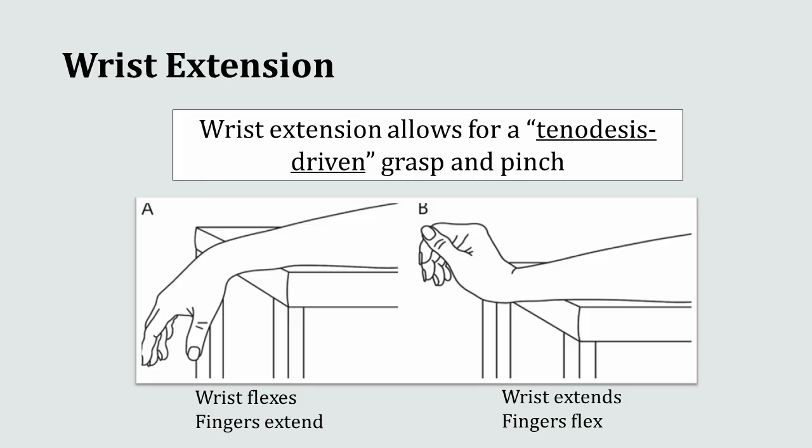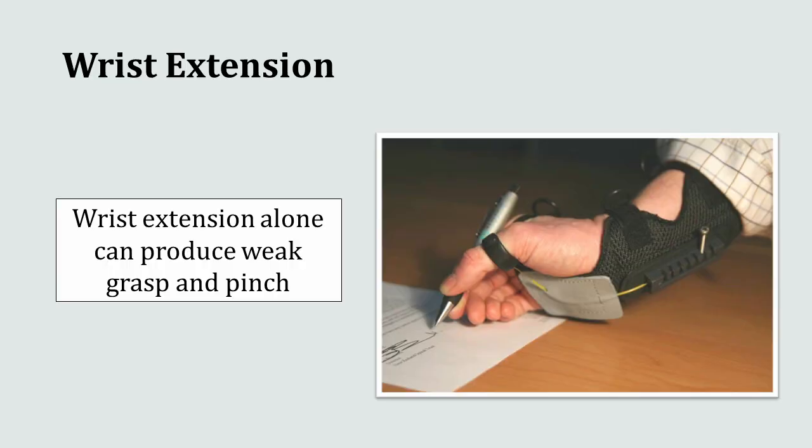So moving along to wrist extension. Wrist extension allows for something called tenodesis-driven grasp and pinch. And so tenodesis is essentially the process by which active motion at one joint produces a passive or automatic motion at another joint. So most relevant to spinal cord injury is wrist motion and finger motion. So when the wrist flexes, the finger extends. And then when the wrist extends, the fingers flex. And that's very normal. You could do that at home, whether or not you've had a spinal cord injury. And what this does is it allows for some rudimentary pinch and grasp.